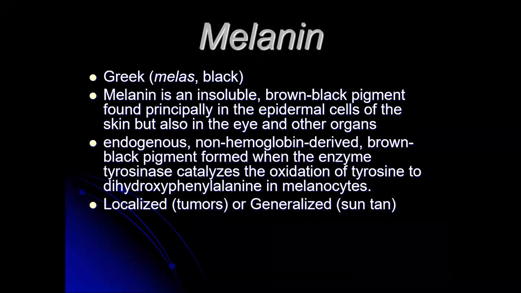And you know that melanin is protective against UV radiation, and we are going to see these conditions whereby we have people who are hypopigmented, and this lack of pigmentation causes lots of problems to these hypopigmented individuals. So as you know, it's an endogenous pigment. It's not derived from hemoglobin. We are going to see pigments derived from hemoglobin.